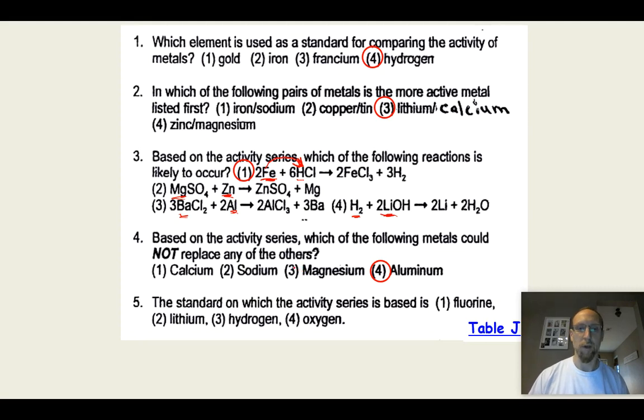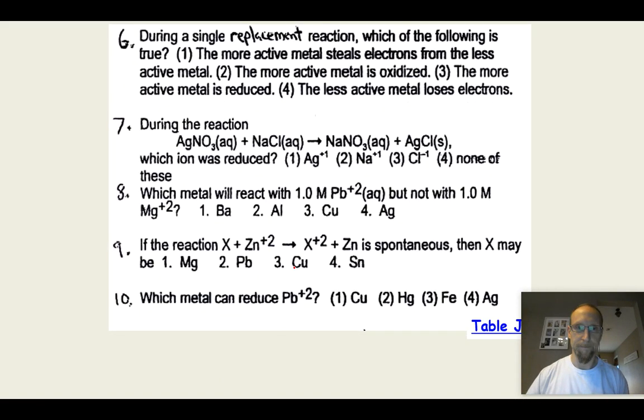Number 5, the standard on which the activity series is based. Again, it's a repeat of question 1. So make sure you know this. It's hydrogen. So hydrogen is the standard that we're dealing with here. Next, number 6, during a single replacement reaction, which of the following is true? So that's 2. The more active metal is oxidized, the higher metal gets oxidized. We said that before, so keep that in mind.